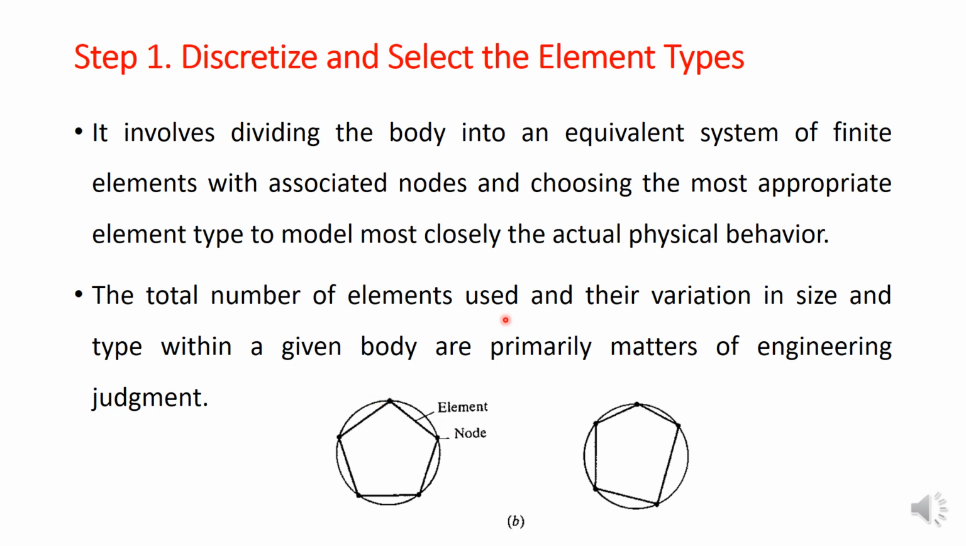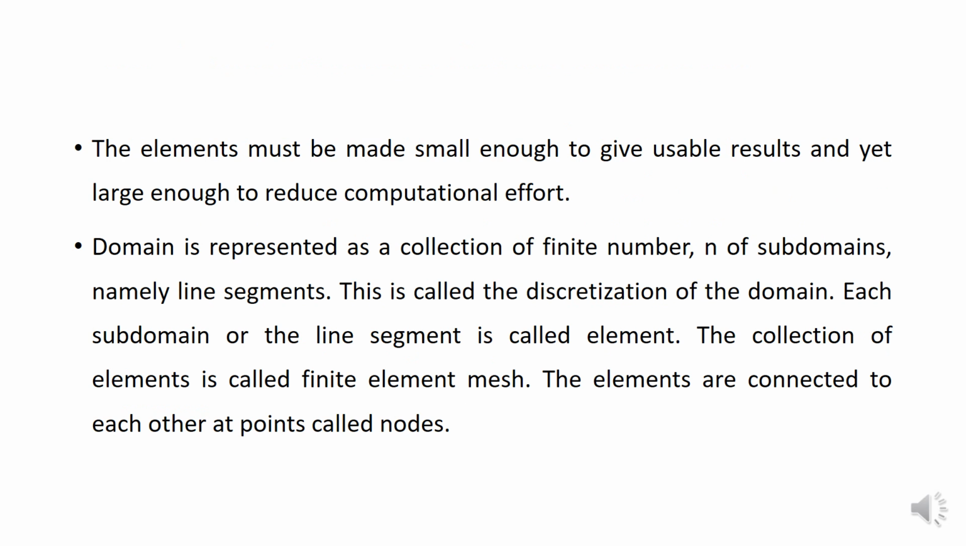Then the total number of elements used and their variation in size and type within a given body are primarily matters of engineering judgment. So if I need a more accurate result and I can compromise on time, then I can divide this into maybe 100 elements. That will increase the accuracy of my problem. That all depends upon the judgment of the person doing this particular problem. And as I said, the elements must be made small enough to give usable results and yet large enough to reduce the computational effort. Okay.